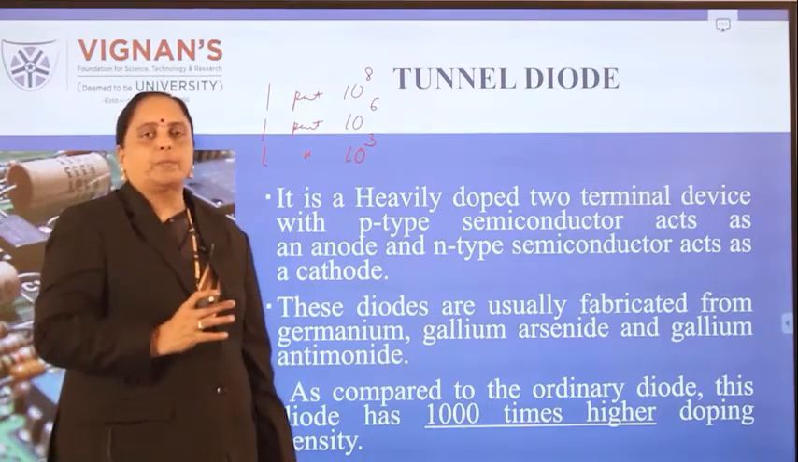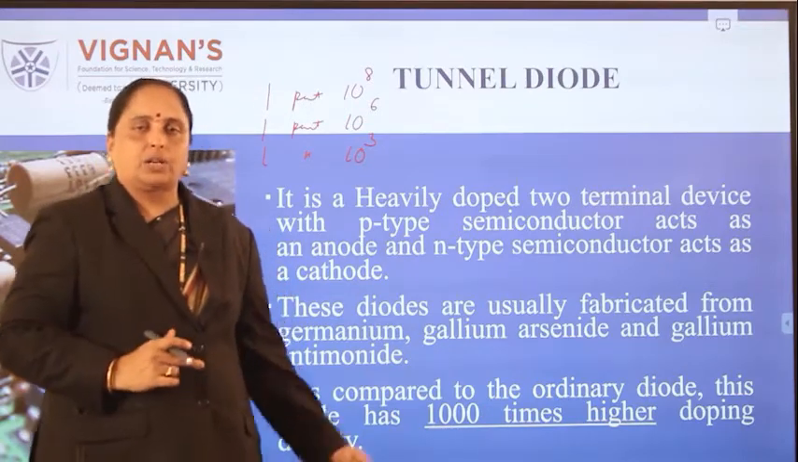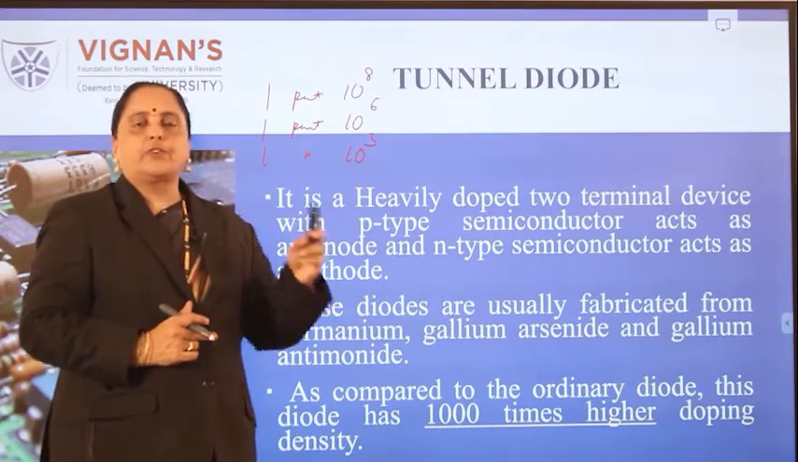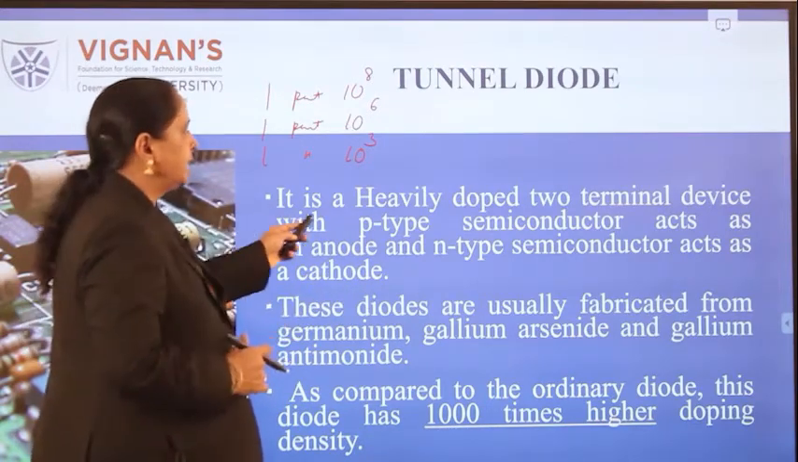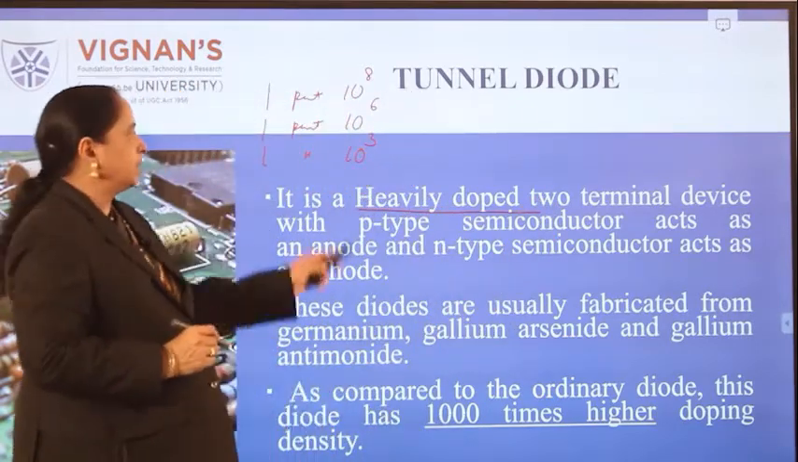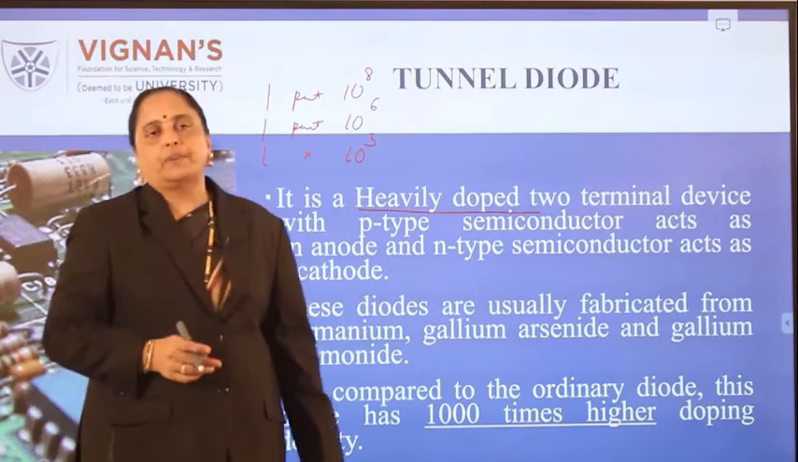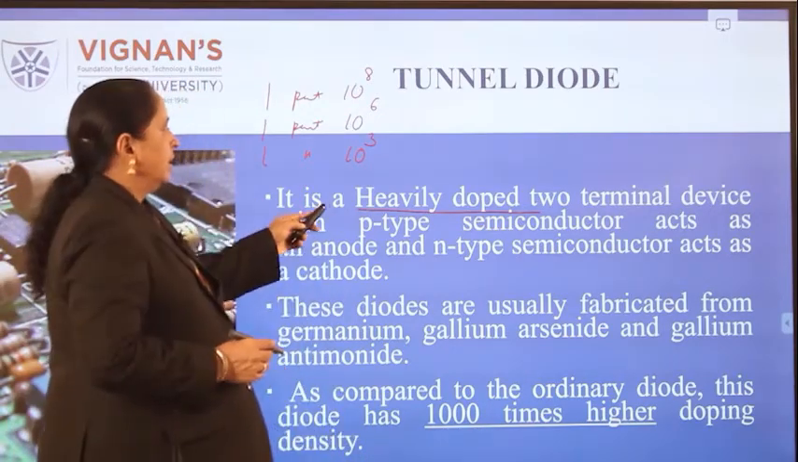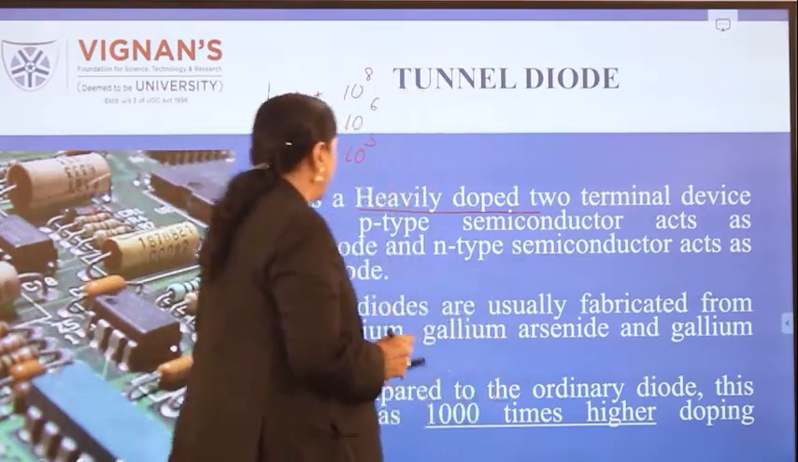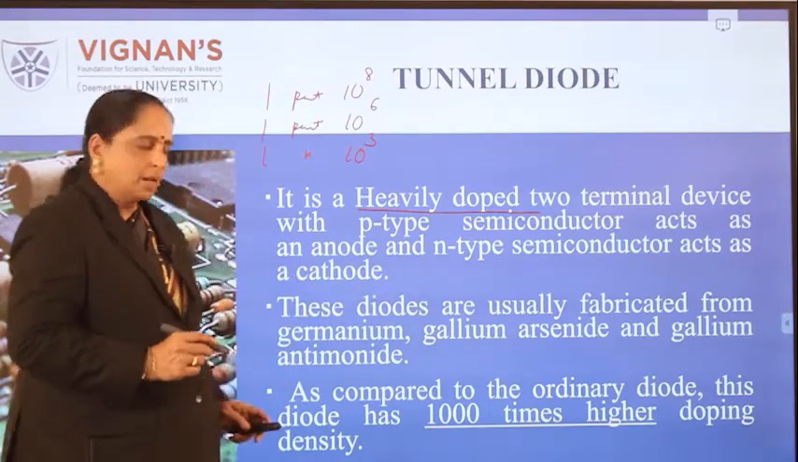Therefore, compared to a normal diode, even below its cut-in voltage of germanium or silicon, it conducts early, that is, it conducts heavily before the cut-in voltage. Therefore, it is heavily doped. That's why this point is very important. The doping concentration is 1000 atoms of germanium or silicon. Usually we prefer gallium arsenide. Here, 1 part of impurity will be added. So it is a 2-terminal device with the P-type semiconductor acting as anode and the N-type as cathode.